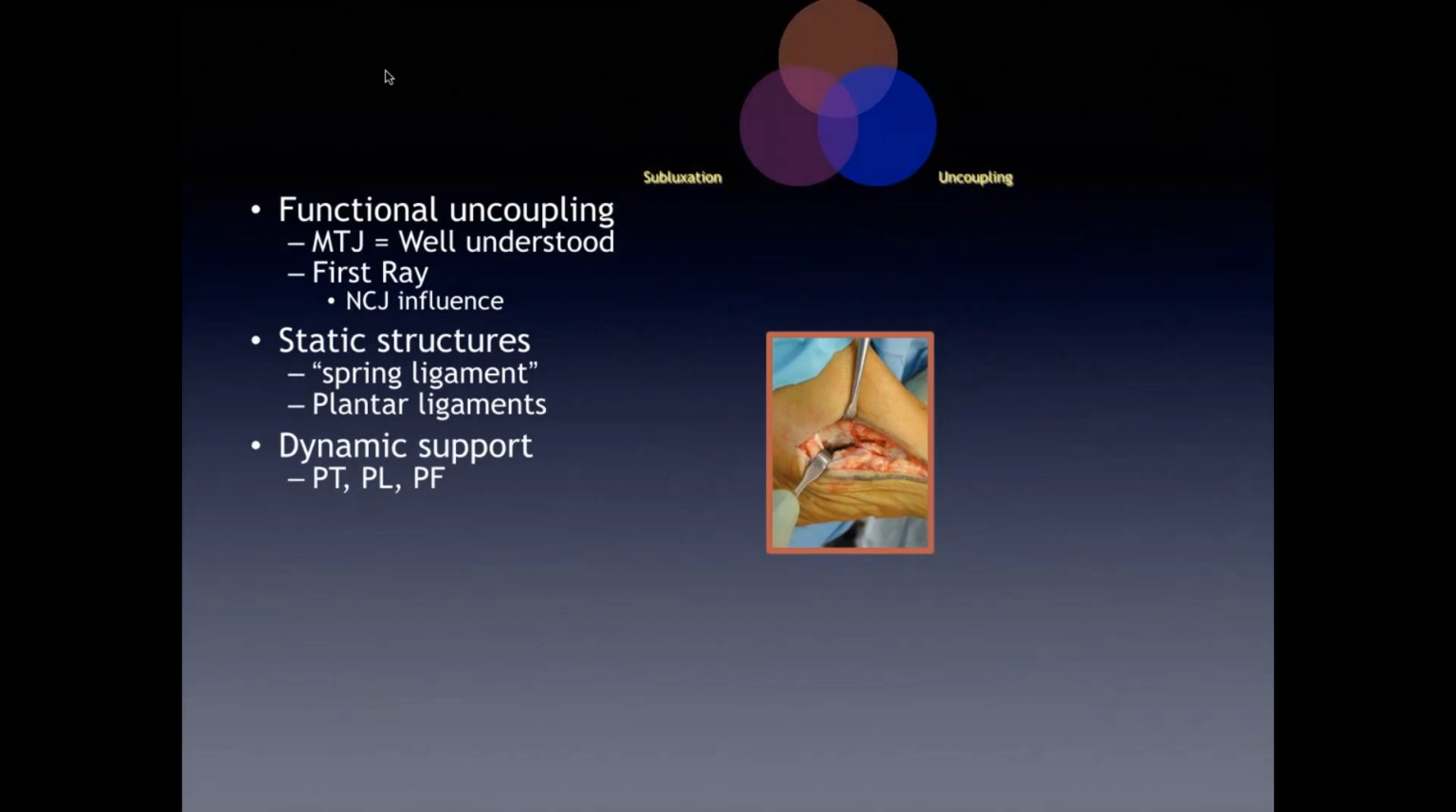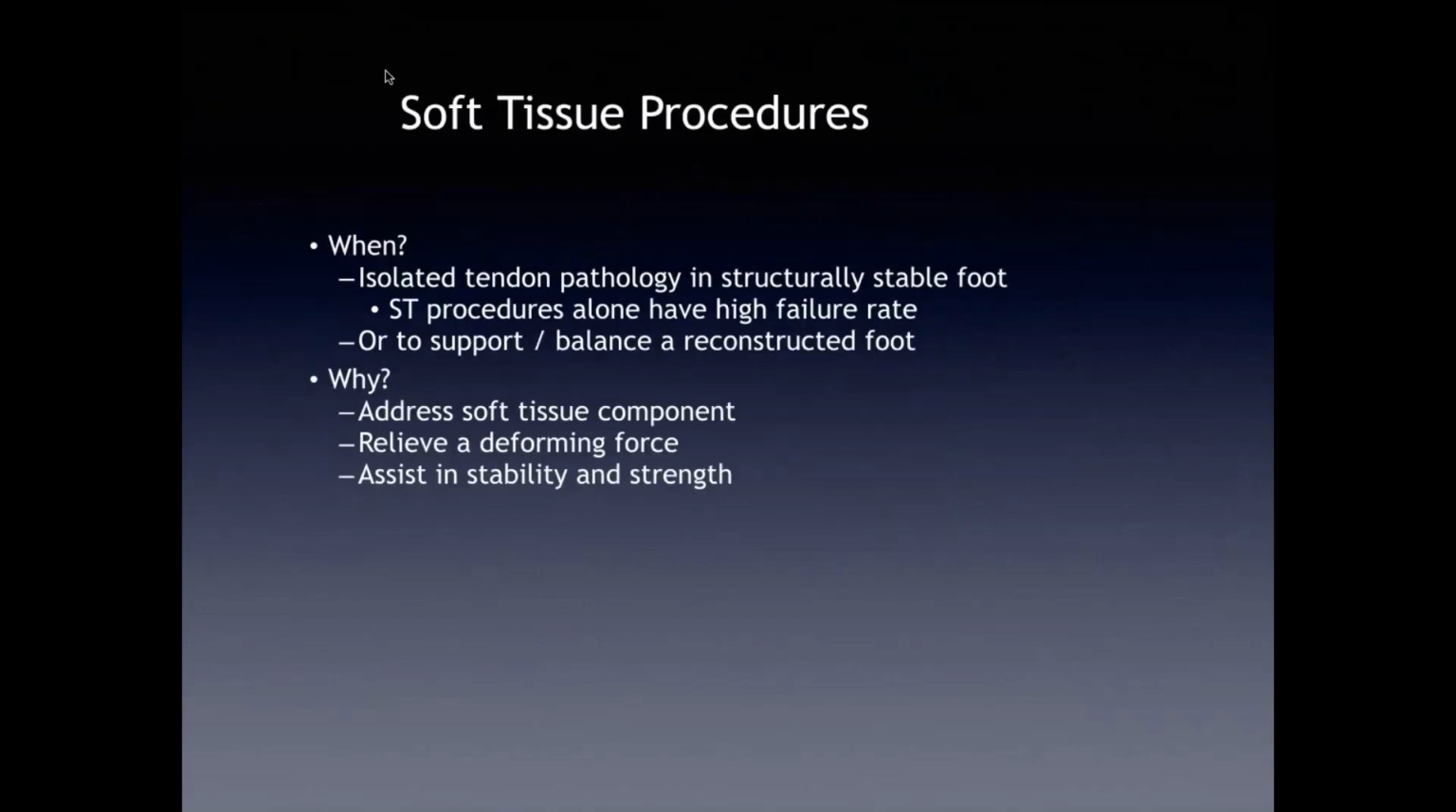And how we look at it in terms of soft tissue, does it need to be coupled with another soft tissue surgery, or is it always done with some type of osseous work? Well, let's get into soft tissue procedures. So when do we do an isolated soft tissue procedure on the medial column? When, again, isolated tendon pathology and it has to be a structurally stable foot.